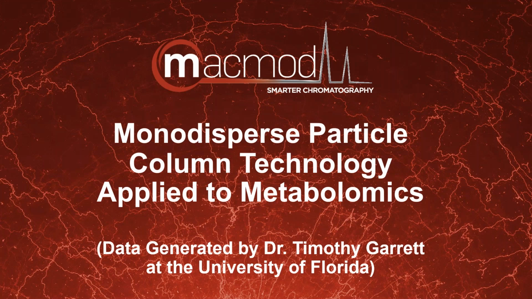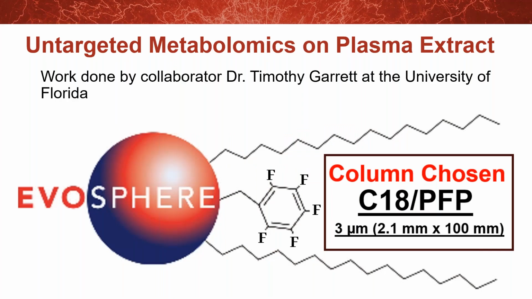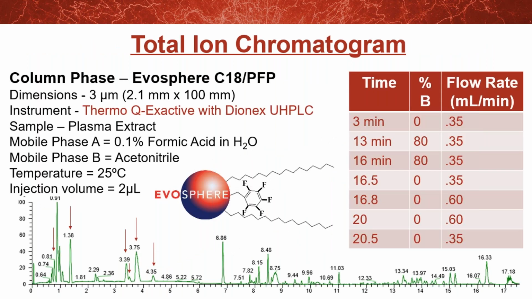The monodisperse particle technology applied to metabolomics. This work was done by Dr. Timothy Garrett at the University of Florida. He's had really good success with the C18PFP. This is what that column looks like. The column chosen was a 2.1 by 100, 3 micron. And again, the reason why this was chosen was because the C18PFP has regioisomer selectivity, and that has to do with the pentafluorophenyl group bonded to the Evosphere particle.